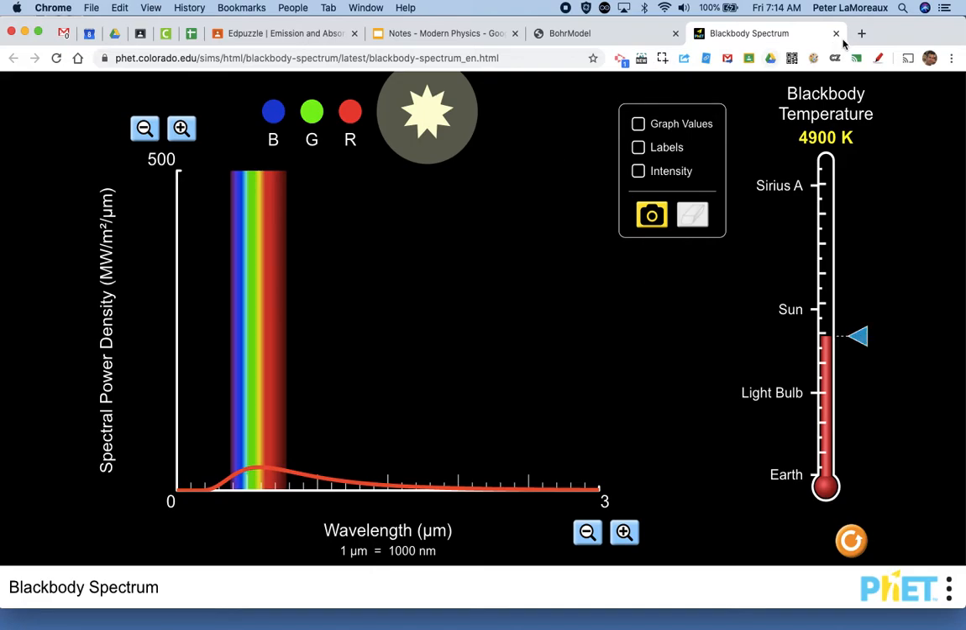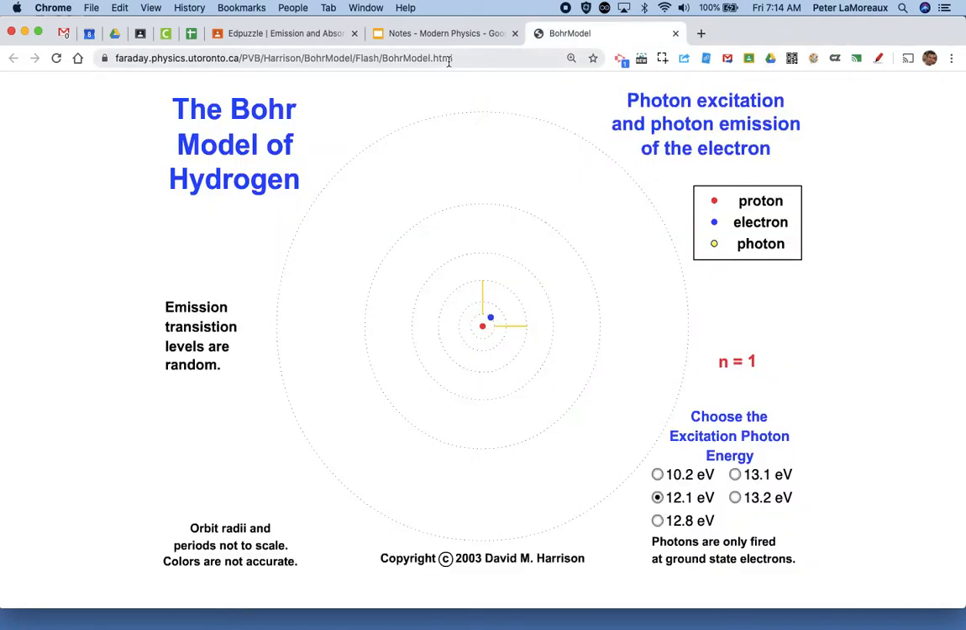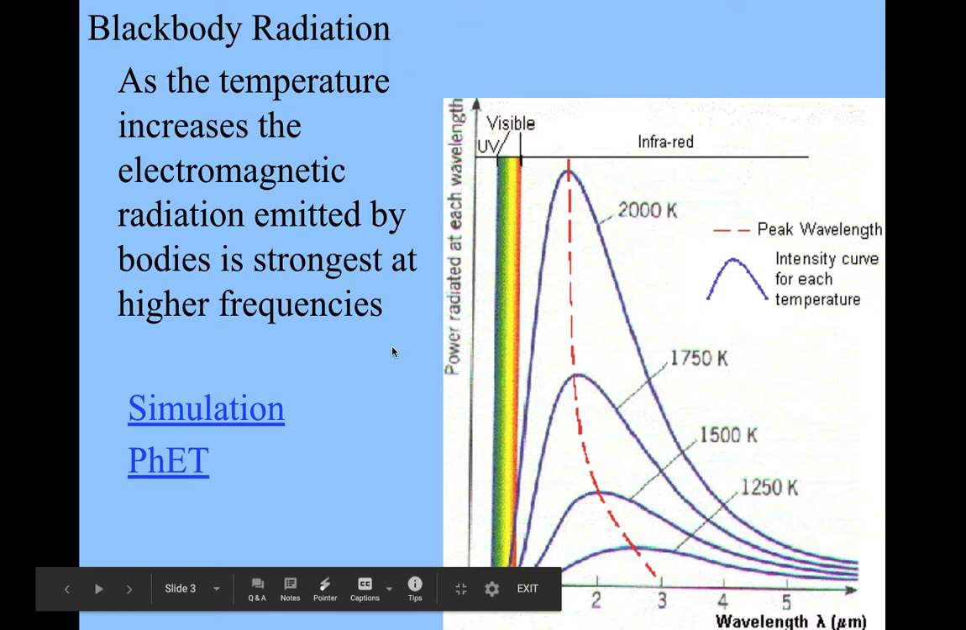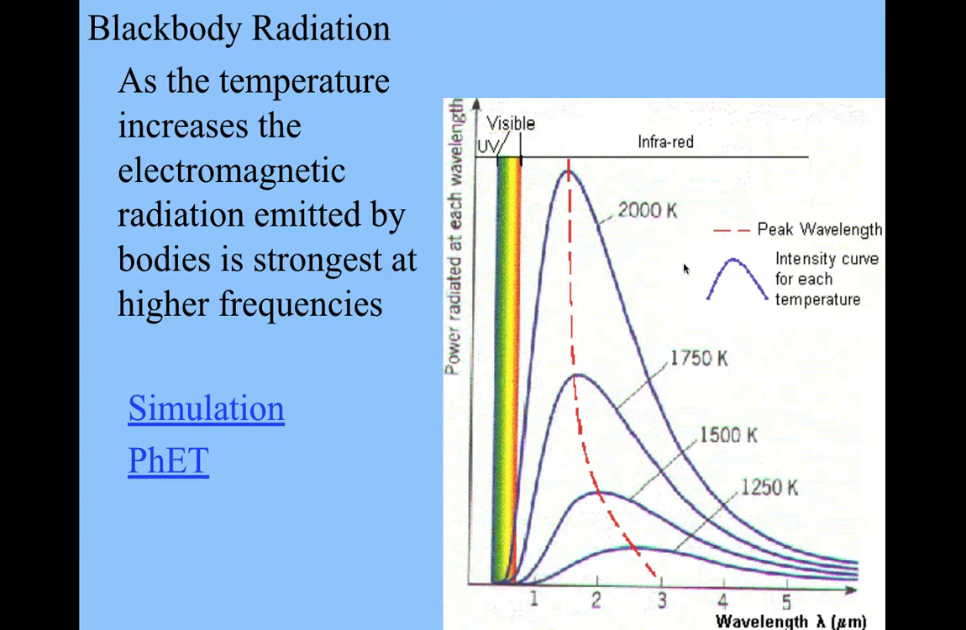So this is a pretty valuable model, but I'm going to go back and talk a little bit more about why that's important later. The importance here is not just that the intensity increases, but that the peak intensity shifts to a different color or a different wavelength. We're going to come back and revisit this later in the notes.